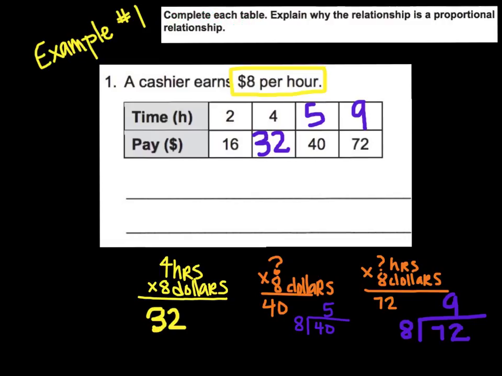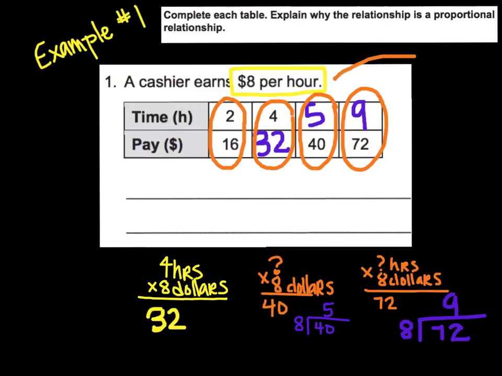The next step says explain why this is proportional. Before in class we've talked about taking all of these numbers and creating a fraction or a ratio and then dividing. We could do that, but they're already telling us right here in the directions that the cashier gets $8 per hour. So that's basically what I'm going to write for my description.